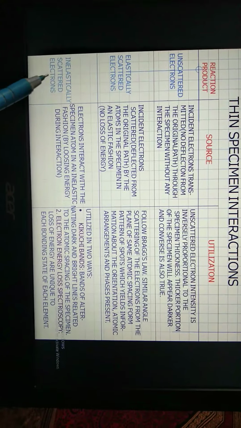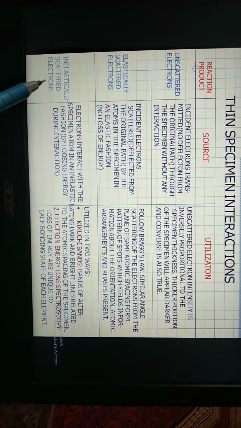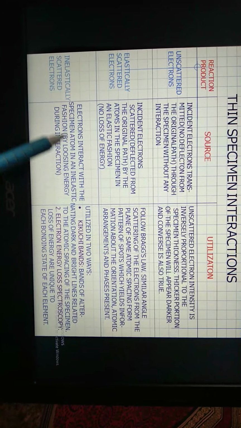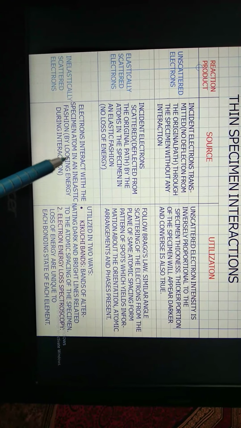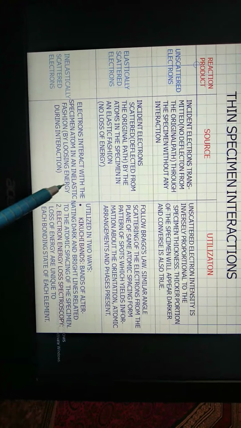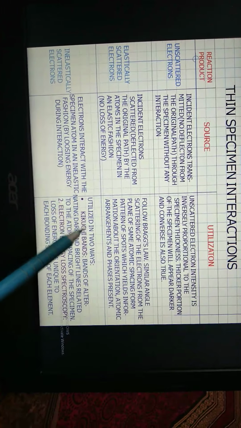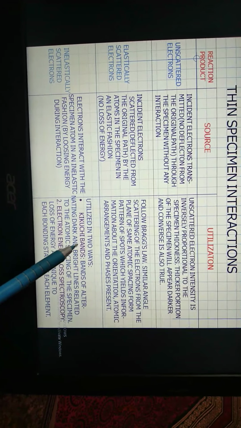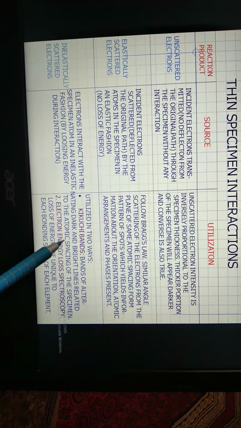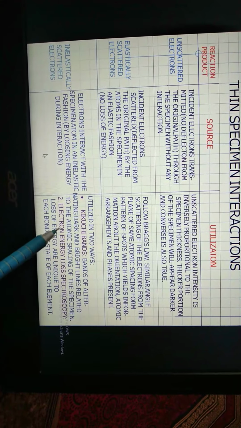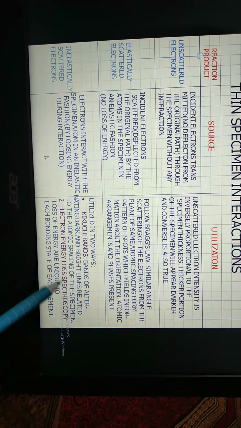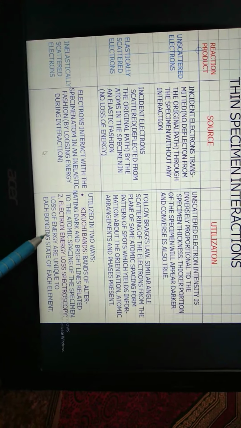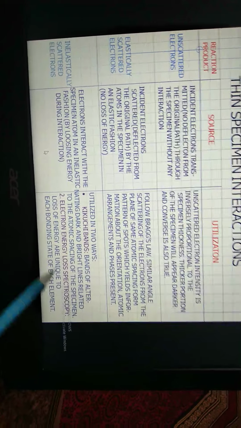The third type of interaction is the inelastically scattered electrons. In this, the electrons interact with the specimen and there is either gain or loss of energy during the interaction. And this has information related to the Kikuchi bands, which tell you about the atomic spacing, and electron energy loss spectroscopy, which tells you about the bonding state of each element, and you can say the compositional value also.